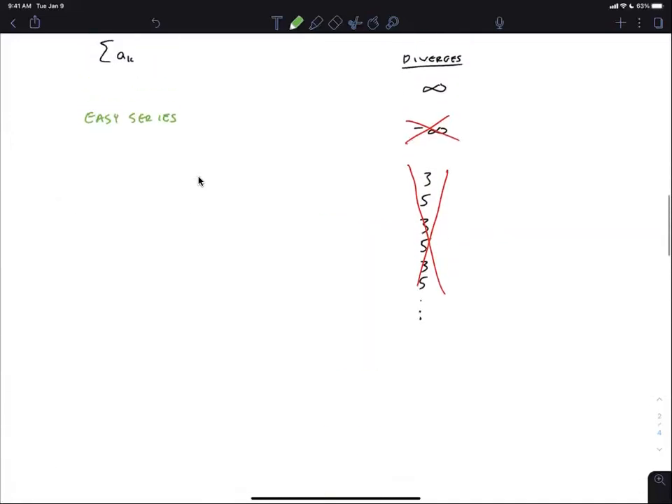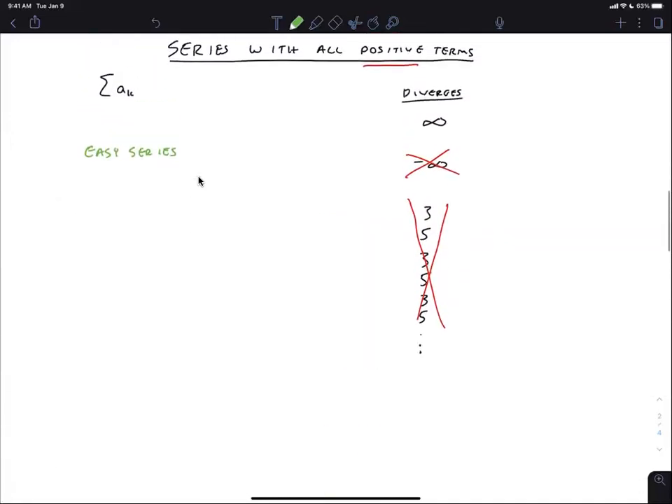All right. And so if the easy series converges, then we can think of it graphically as doing this if it converges.